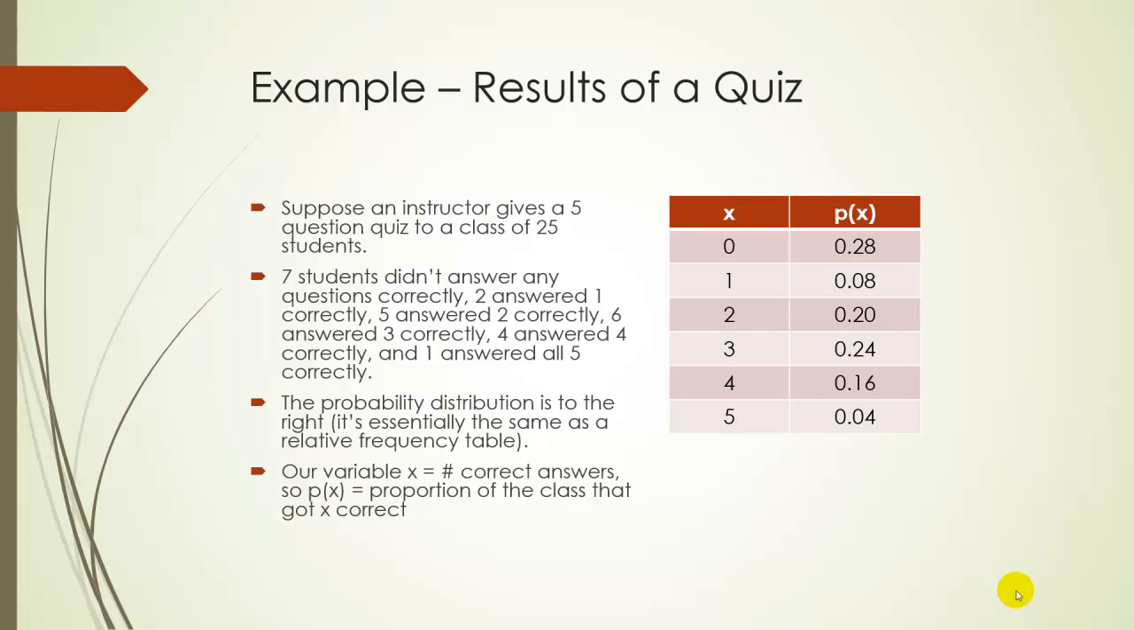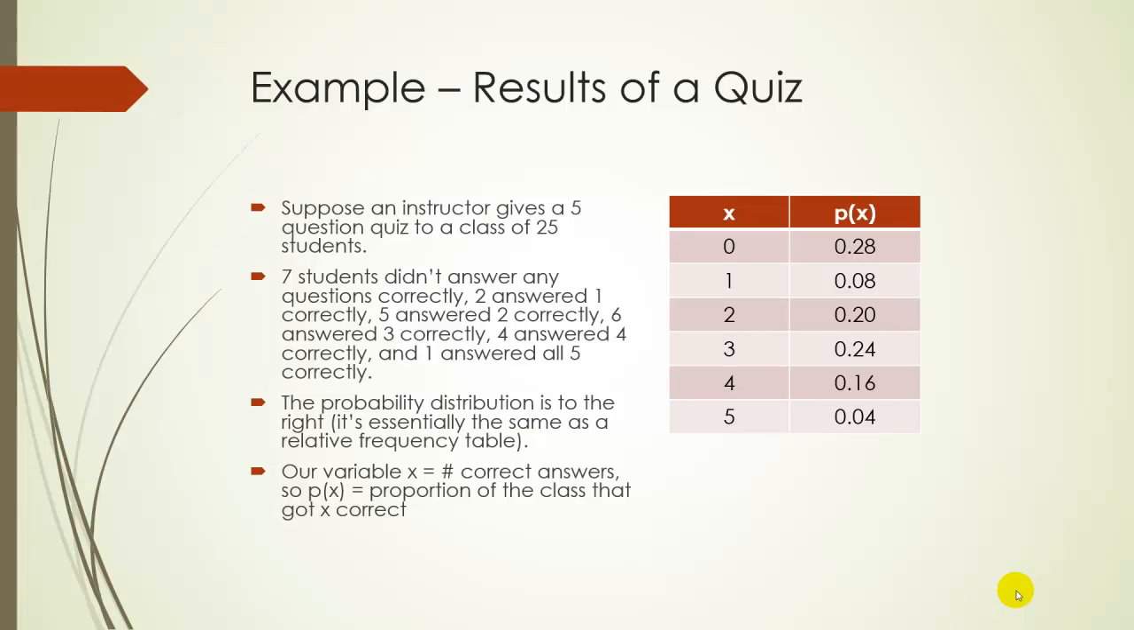For a probability distribution, instead of creating a table where X is the number correct and we're just counting how many students got each of those correct, a frequency, we'll use a relative frequency instead. And a relative frequency is really just a probability. So 0.28, or 28% of those students, got 0 correct. I got that by doing 7 divided by 25, because there are 25 students. 2 answered 1 correctly, so 2 divided by 25 gives you 0.08, and so on.